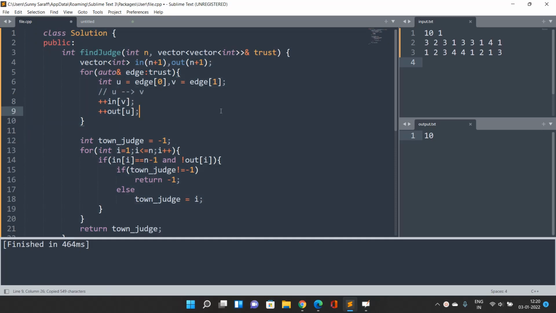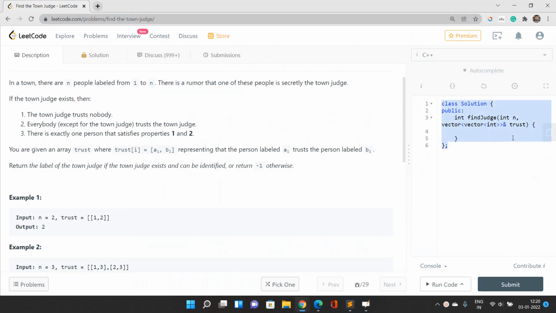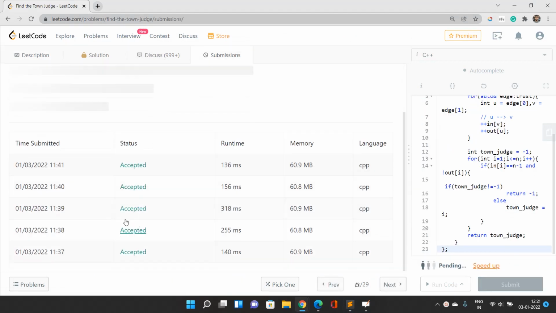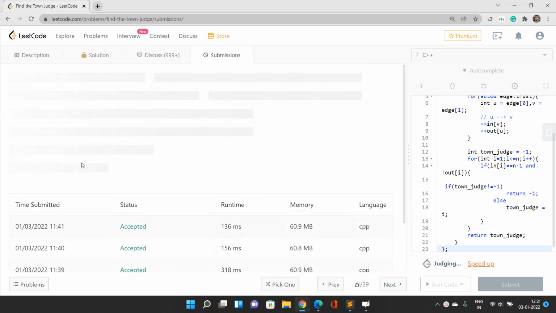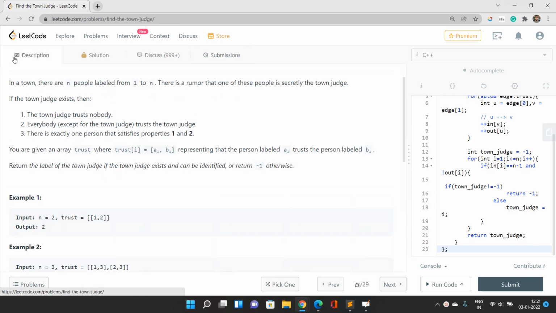So let me copy this and submit it. You can see I've already solved this problem, but I solved it with a different approach. Yeah, the runtime will be this, and it is faster than this. There are many ways to solve this problem, but I consider this the best one.